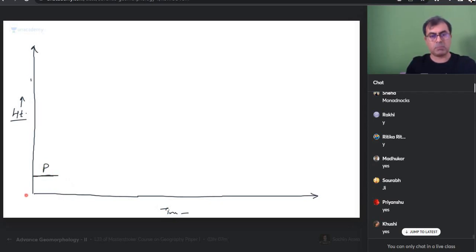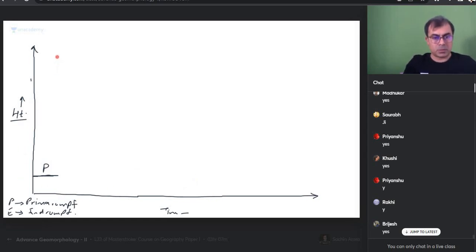This is P. What is P? Prima roof. P means prima roof. E would mean कहाँ पे खत्म होता है? End roof. Everyone with me on this? Prima roof and end roof.